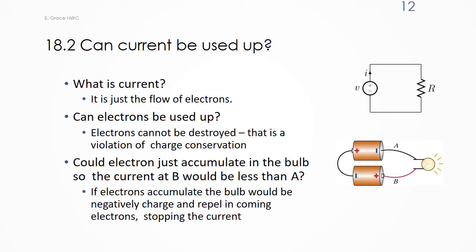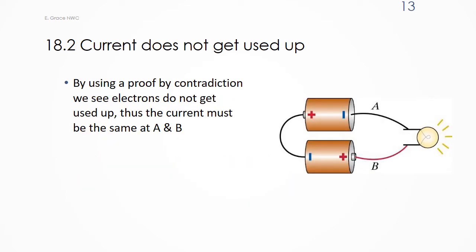What about, could electrons just accumulate in the bulb? So the current at B would be less than A. Well, if the electrons accumulated in the bulb, then you would start to get a negative charge, and that would repel incoming electrons and stop the current. But the bulb is lit up, and using a proof by contradiction, we see electrons don't get used up. They don't stop at the bulb, so the current must be the same at A and B. This type of reasoning is really vital to understanding this chapter, because sometimes the solution is obvious, but it's important to take the time and think, why is this so obvious?